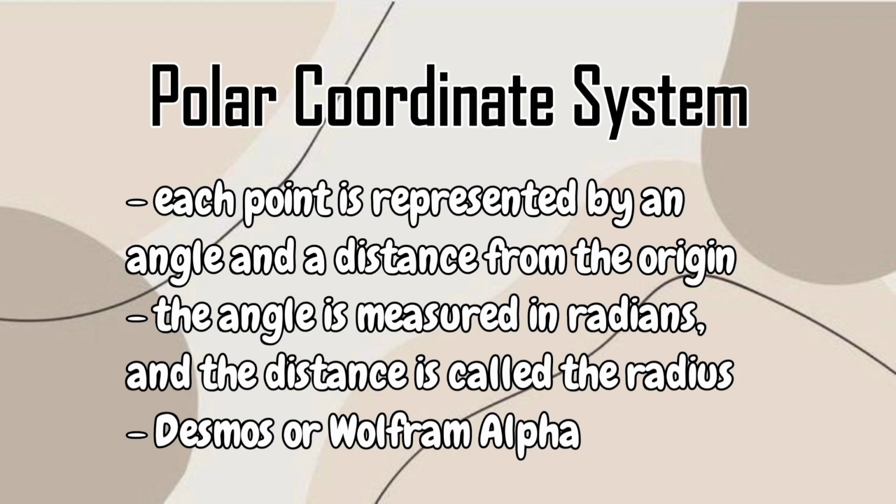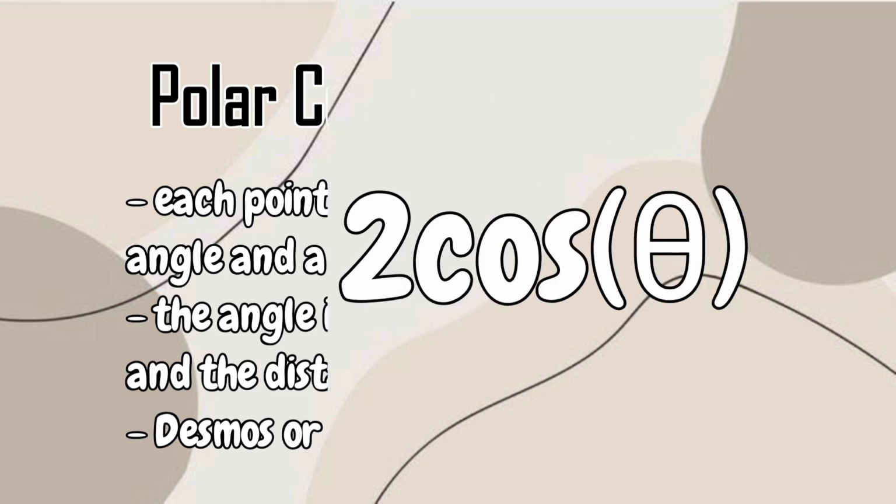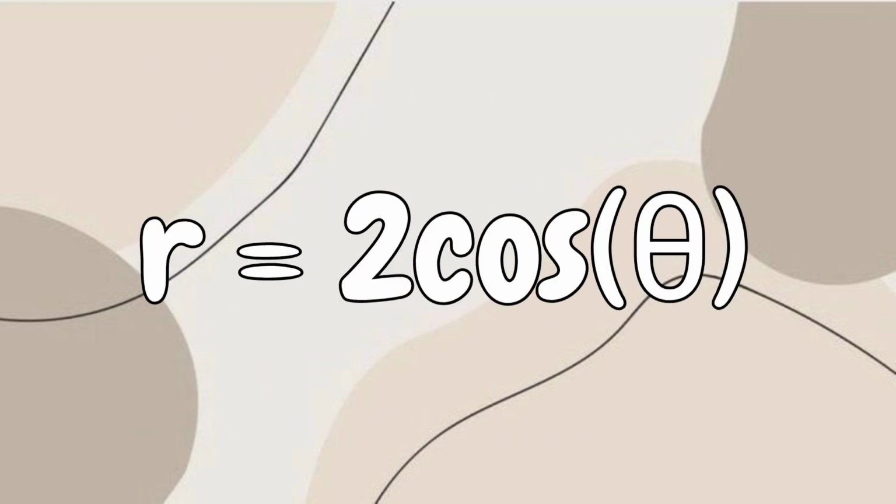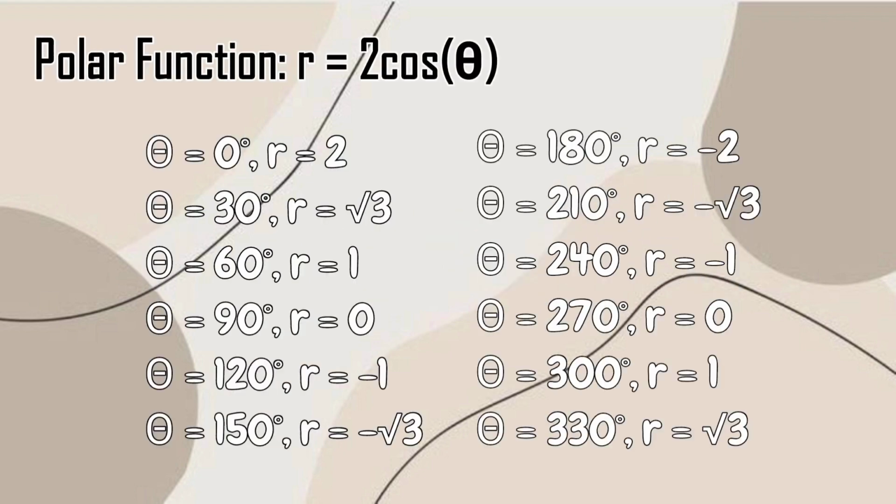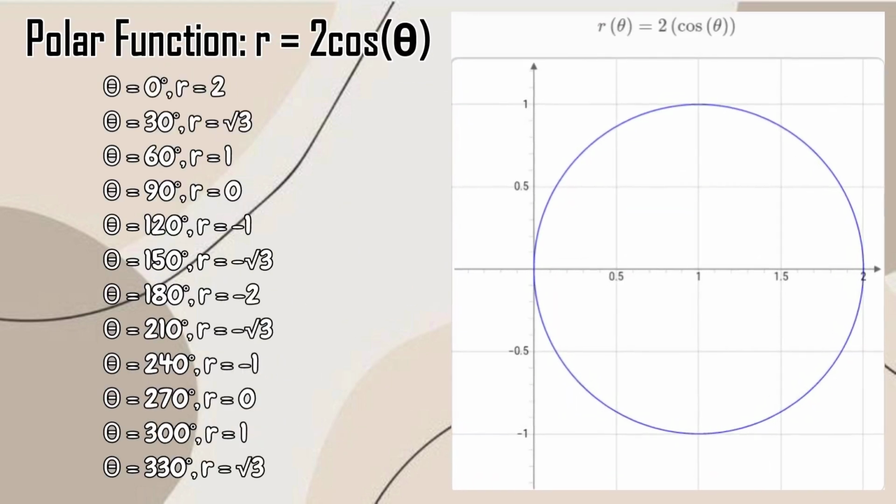You can use software like Desmos or Wolfram Alpha to help you graph polar functions. Now let's say we want to graph a polar function with the radius that is equal to 2 cosine of an angle. To do this, we can plot points for different values of theta, or the angle, and their corresponding radius. Here's what the graph looks like.